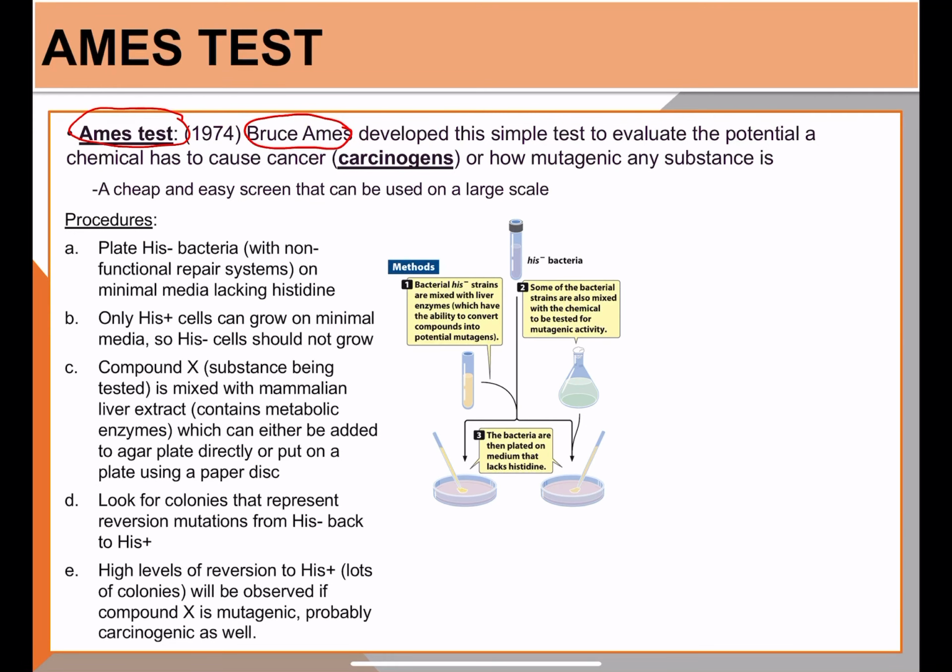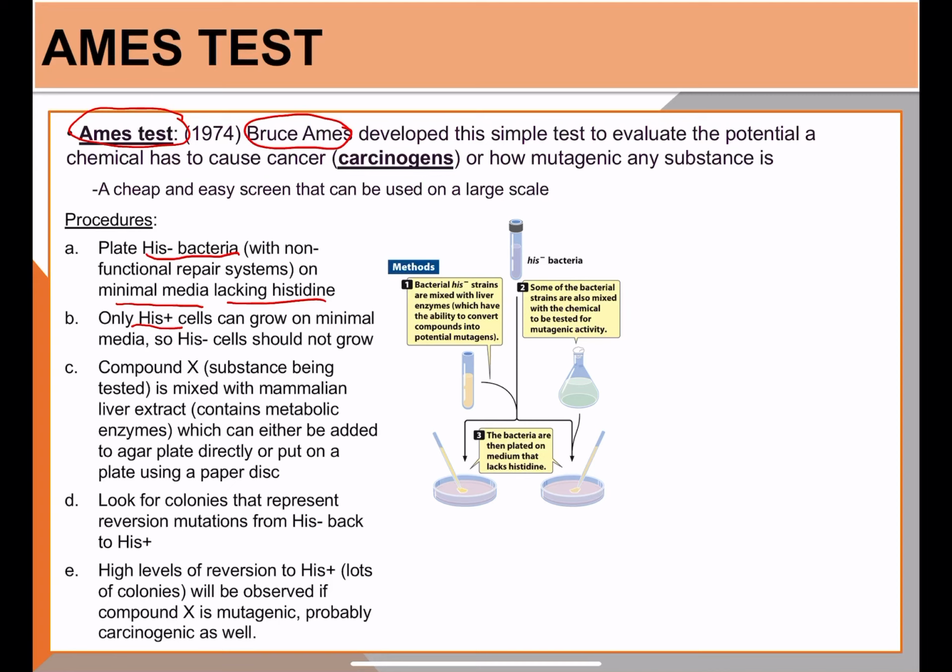So here's how the Ames test works. You will first plate a mutant type of bacteria that has a mutation in histidine synthesis, where these bacteria cannot make histidine, and you plate these cells on minimal media that lacks histidine. Technically speaking, these histidine mutant bacteria won't be able to grow on that medium. Only histidine positive cells or wild type cells can grow on the minimal media.